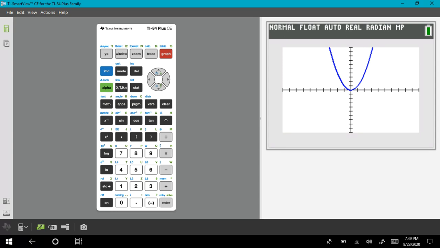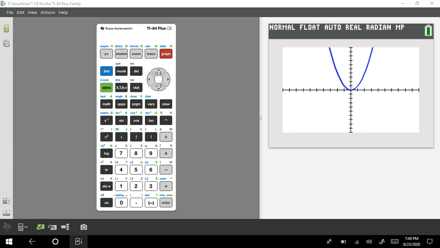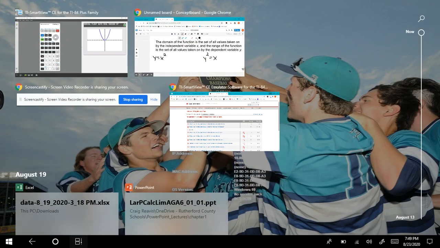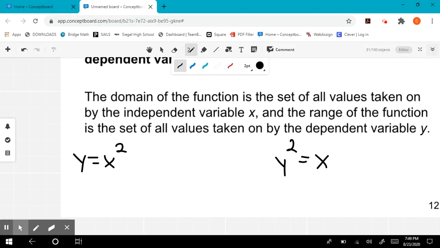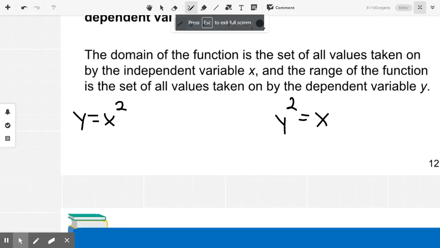Now, the next one. Get all this stuff back out. All right, this one right here, before we could graph it, we would have to solve for y. Okay, notice what happens here when we take the square root. If you remember, the opposite of squaring y is taking the square root.